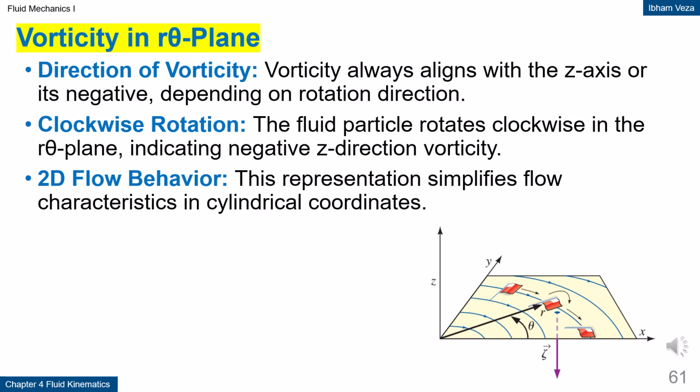Vorticity in r-theta plane. In cylindrical coordinates, the direction of vorticity remains perpendicular to the flow plane. Clockwise rotation produces vorticity in the negative z direction. This representation simplifies the analysis of two-dimensional flows in circular geometries. This concept is often used in the analysis of vortices and swirling flows. In this way, the sign and direction of vorticity can be clearly determined.